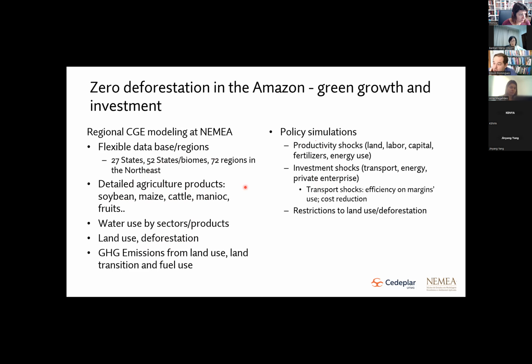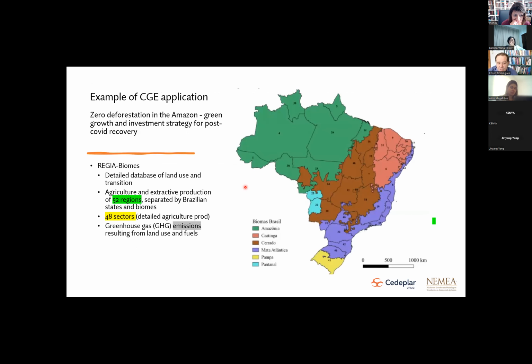And we can also see how much investment these regions would need to avoid the costs related to controlling deforestation. This was done in a dissertation that we have done here at CEDEPLAR. And this is the model that we have been working with, this regional model of 52 regions. We have all the biomes here and also the states. So we can see a very detailed picture of the Brazilian agriculture system, production, and also deforestation in this database.